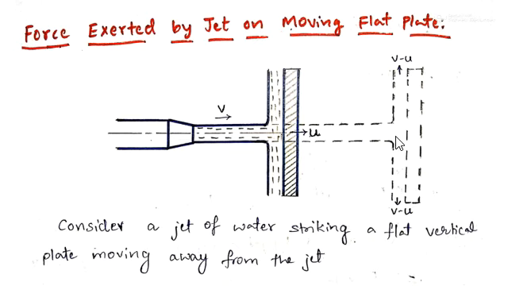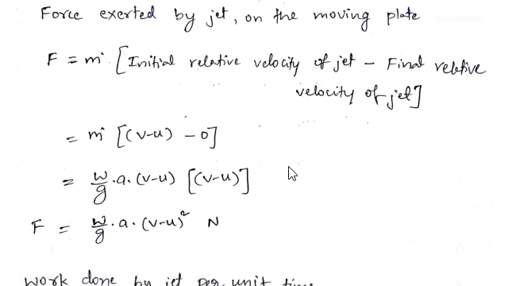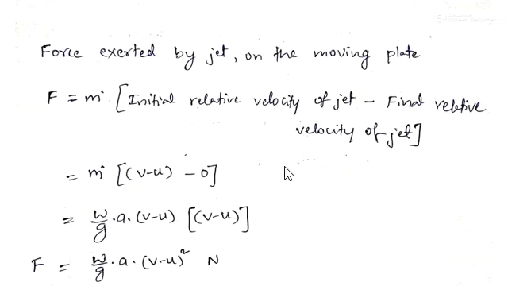This is because after striking, the jet will move perpendicular to the direction of the jet. So the final relative velocity in the direction of the jet, that is the x direction, will be zero. If you simplify, m dot is W by G into A into V minus U, and multiplied by V minus U, so it becomes V minus U square.